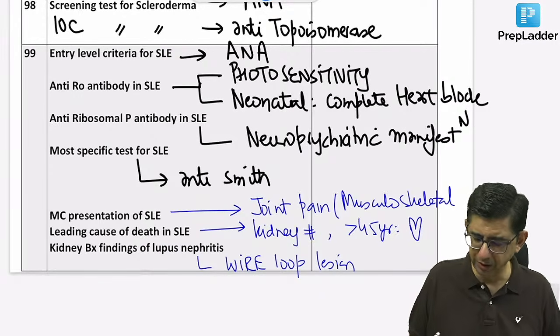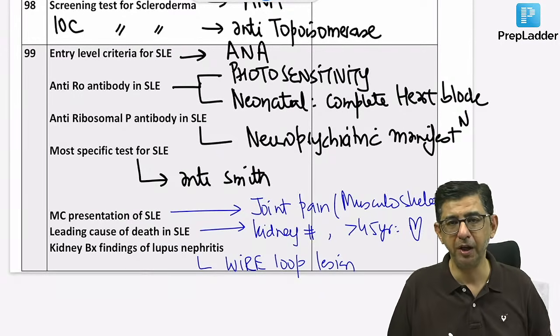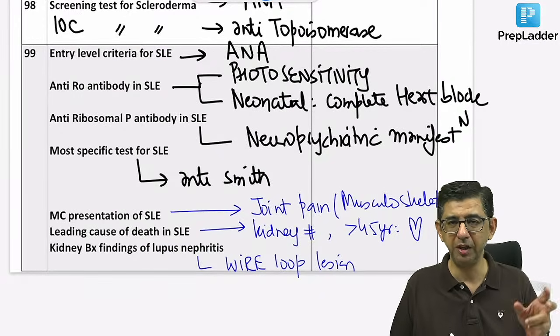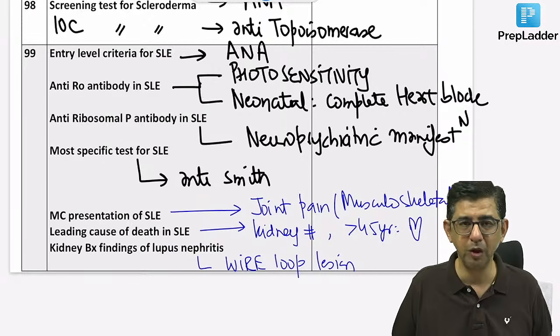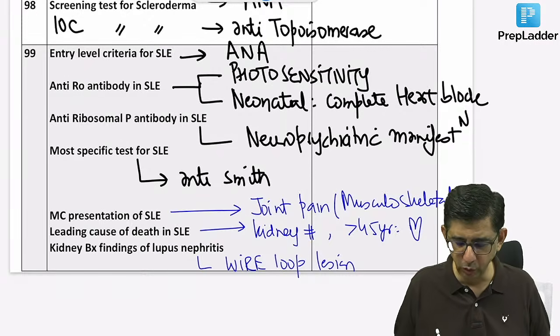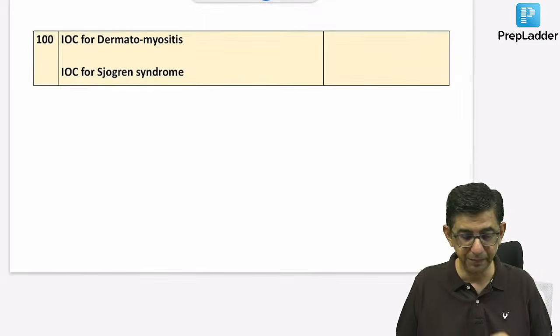You also read about the various types of lupus nephritis. Stage 4 is the most common one that you read in pathology, and wire loop is one of the commonest ones that is read.